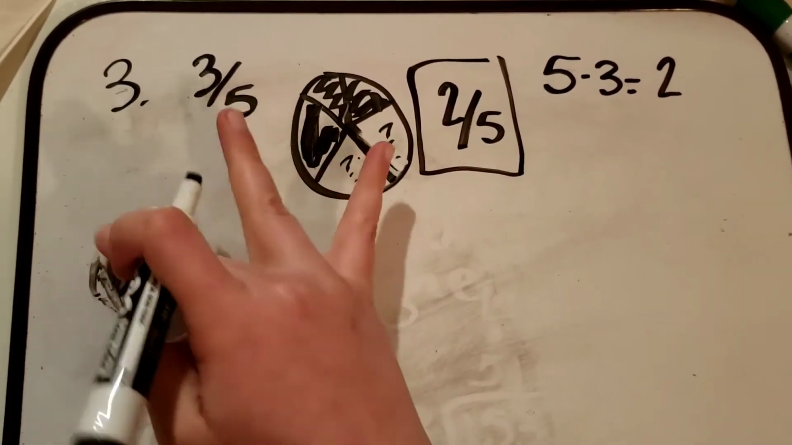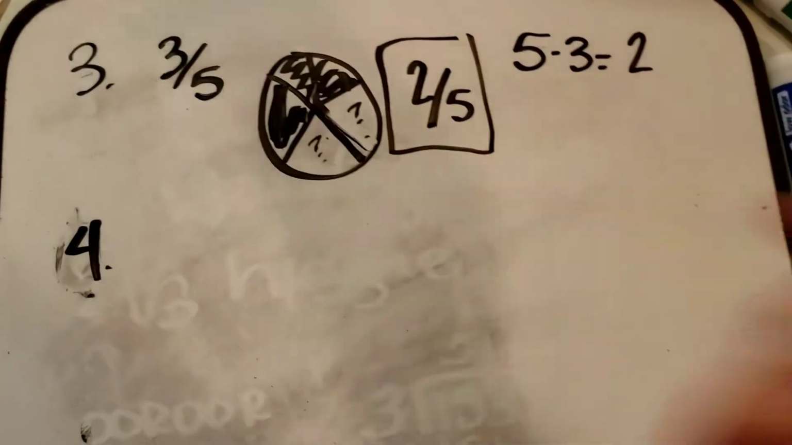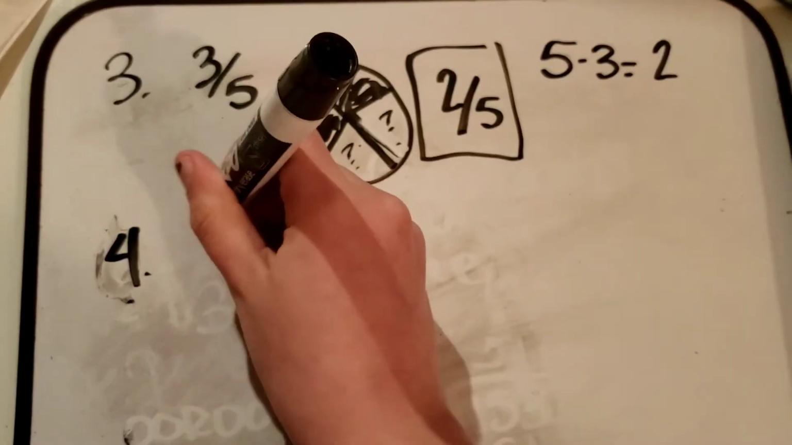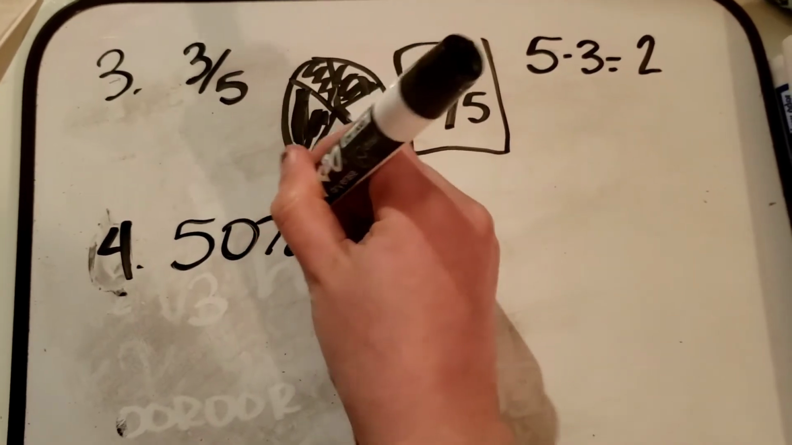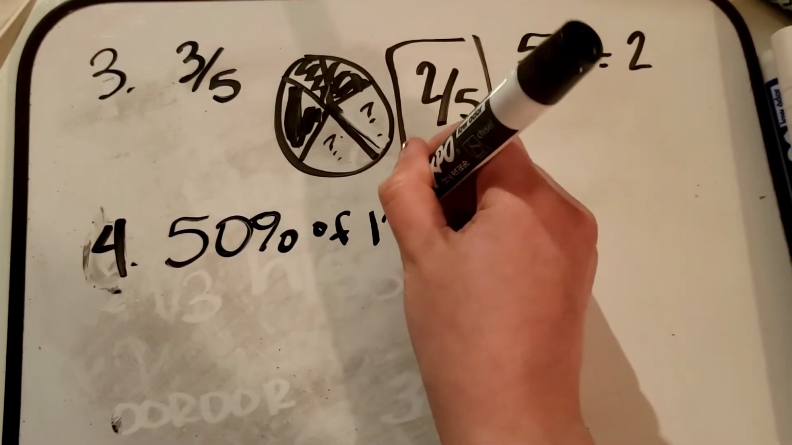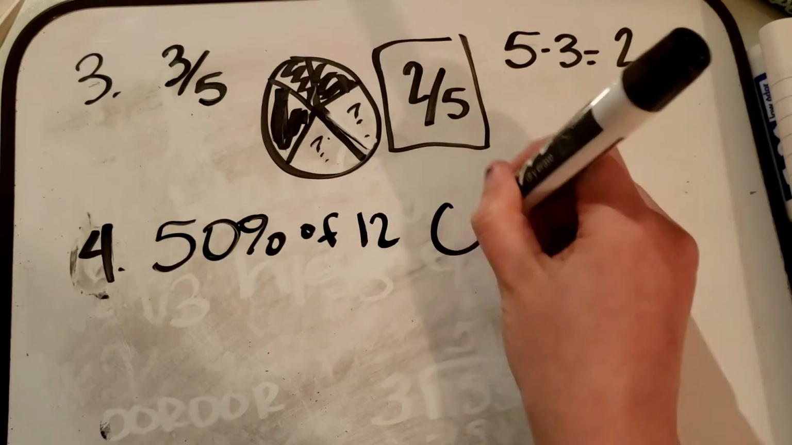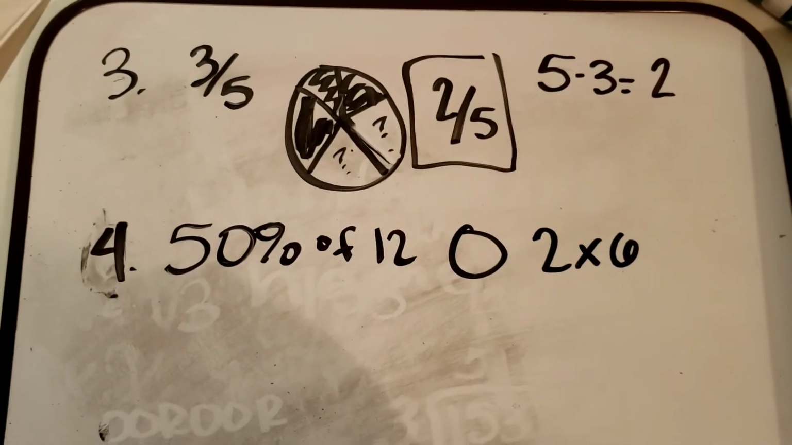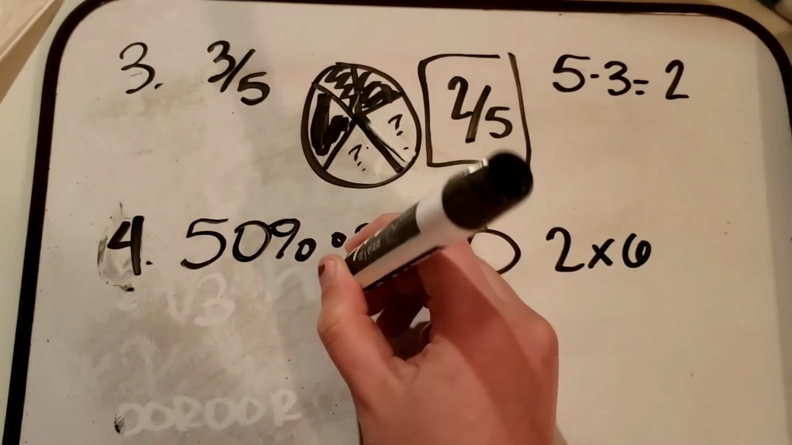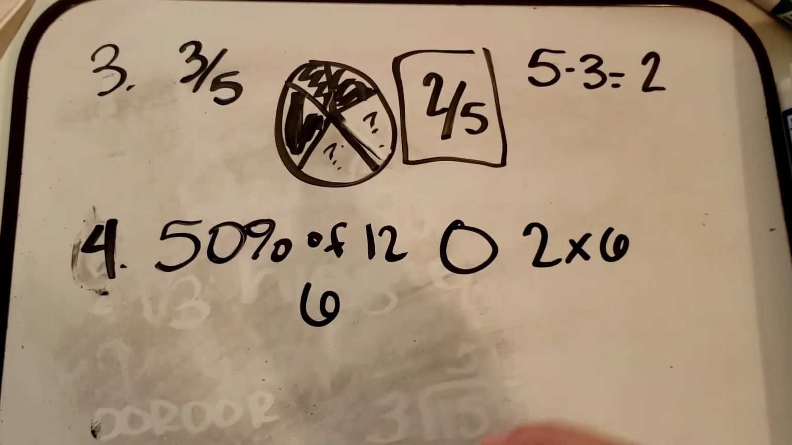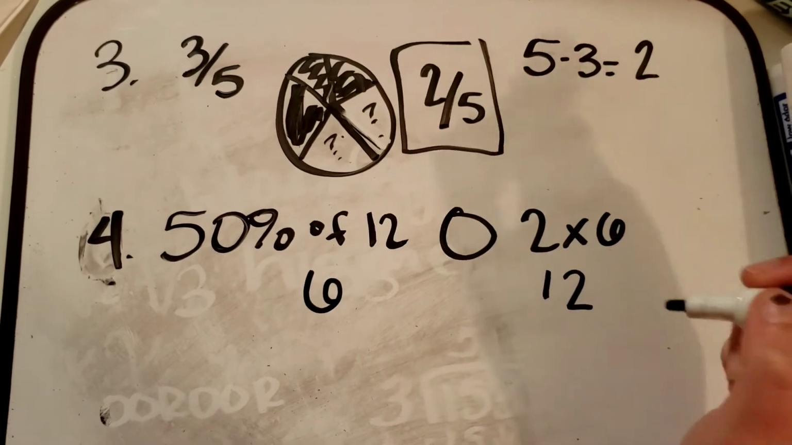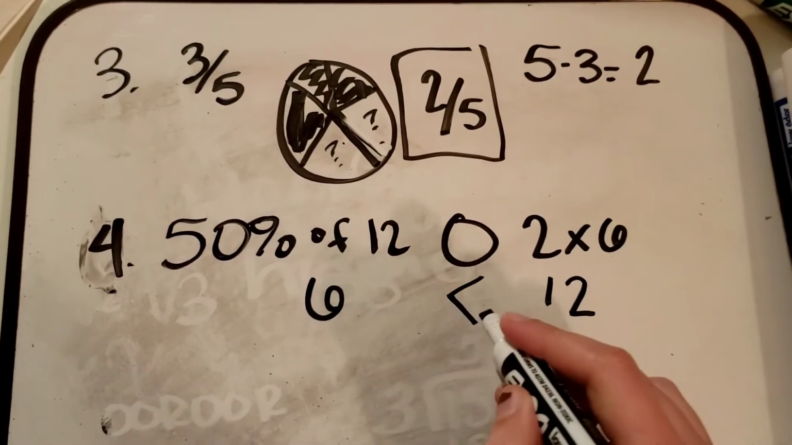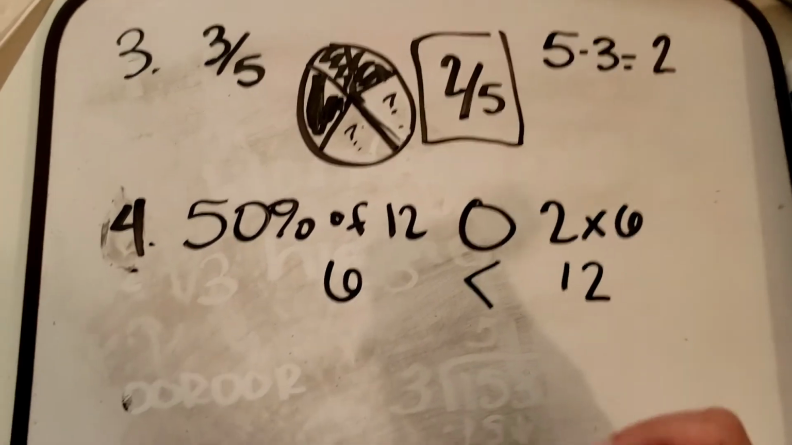Oops, sorry. Number 4 says compare 50% of 12 and 2 times 6. So 50% of 12, or half of 12, is 6. And 2 times 6 is 12. So 12 is the bigger number. You put the less than sign. 6 is less than 12.